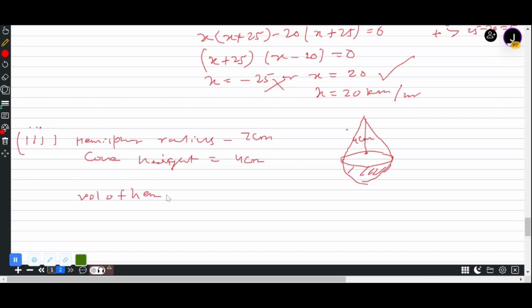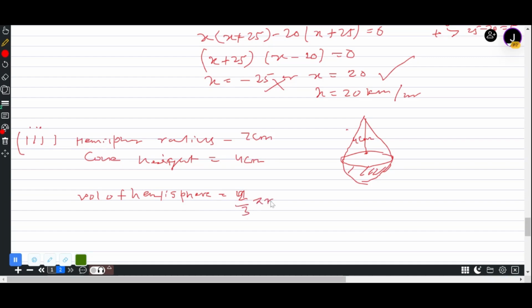cube. So the total volume of the object is the volume of the hemisphere plus the volume of the cone. Right? So we'll add up these two volumes. So it becomes 2 by 3 into pi into 7 whole cube plus 1 by 3 pi into 7 whole square into 4.